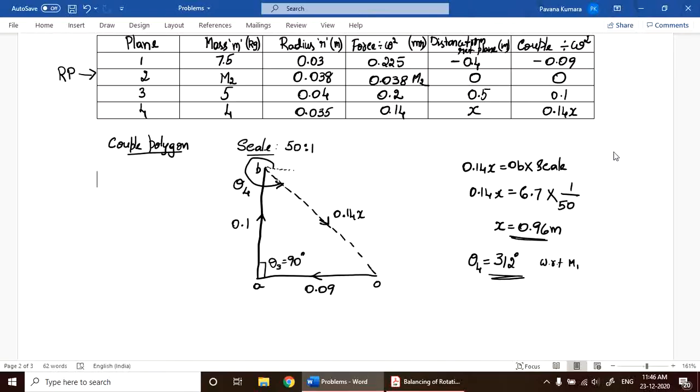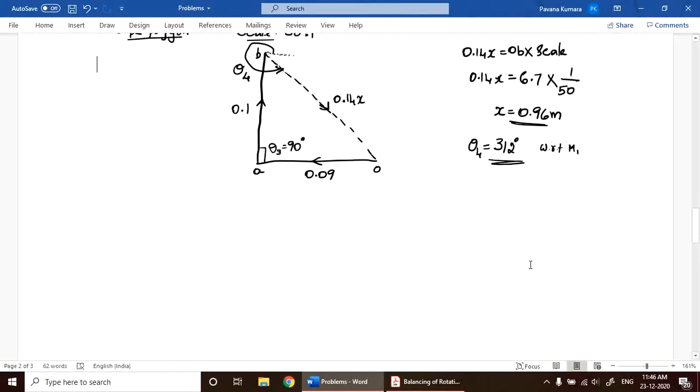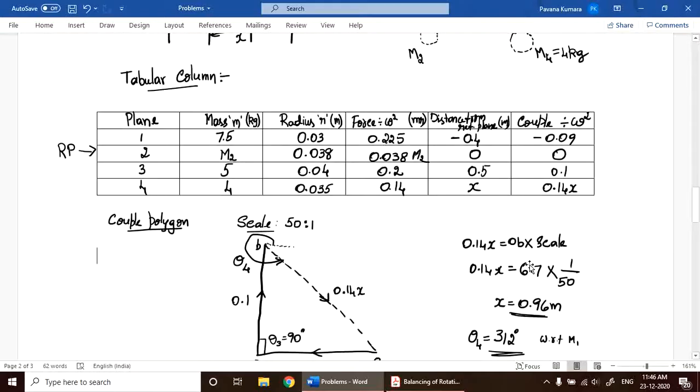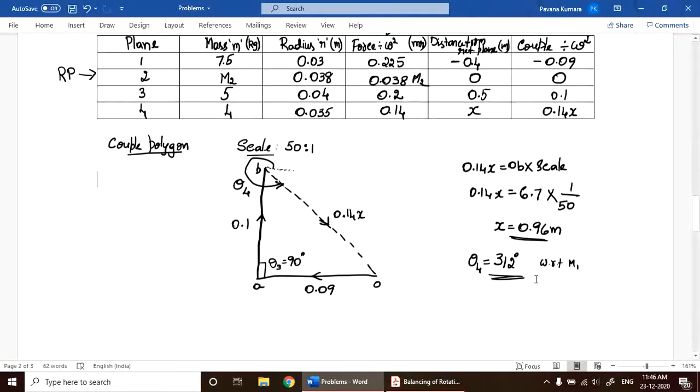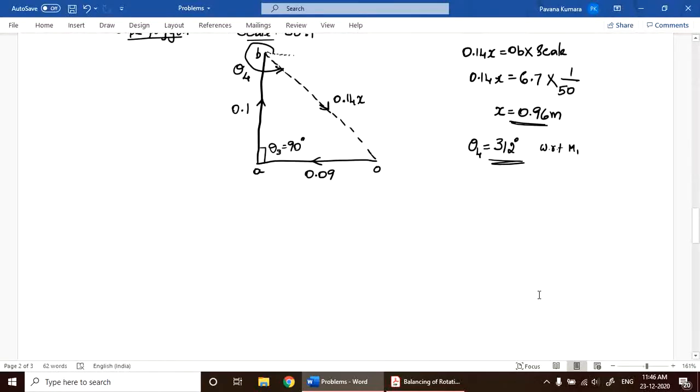So the first part we have finished now. We will move to the second polygon, that is the force polygon. We have to make use of this column now. This column we have to use to draw the force polygon. So the next step is drawing the force polygon.